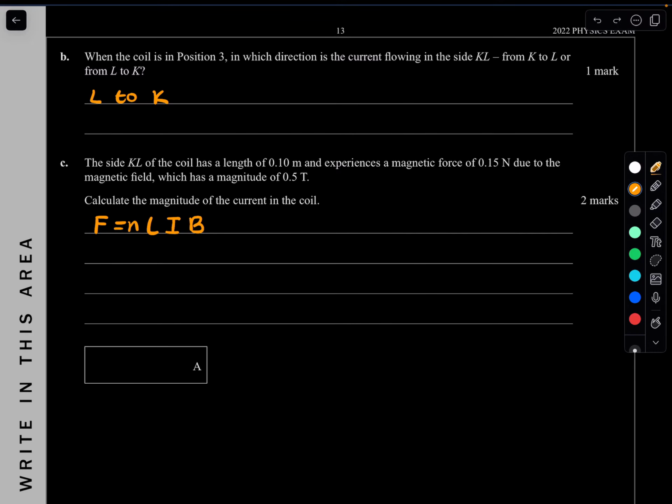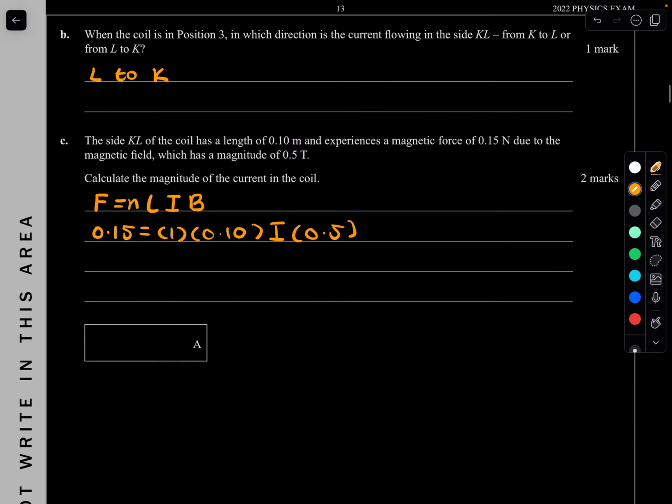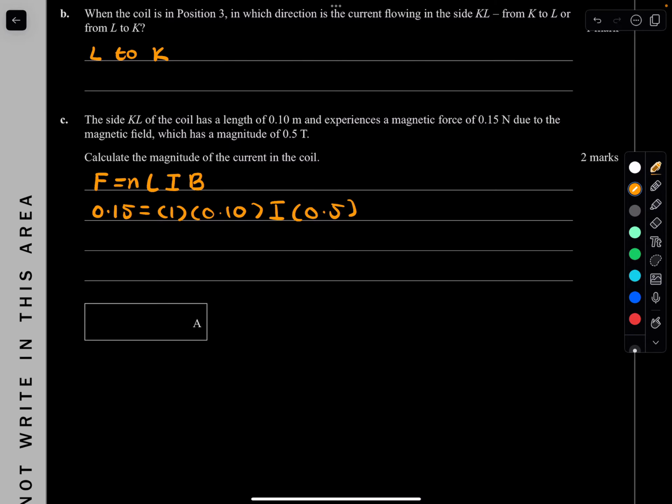So basically, our force, what was our force actually? So it's 0.15. Your N is 1. Your length of the wire is 0.10. We're trying to calculate the current, and we know that the magnetic field is 0.5. So dividing, basically, it's going to be 0.15 over 0.10 times 0.5. It's going to be 3.0 amps, basically.